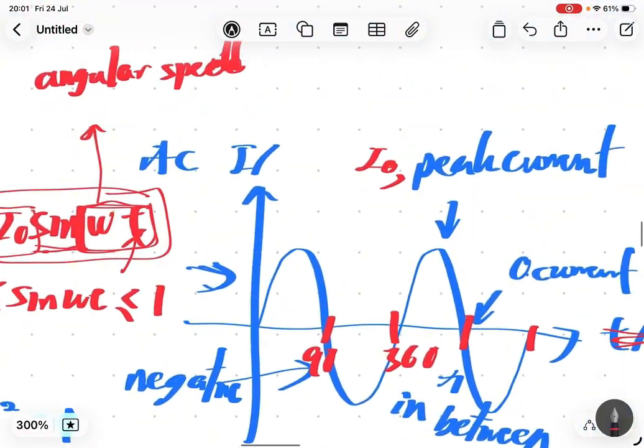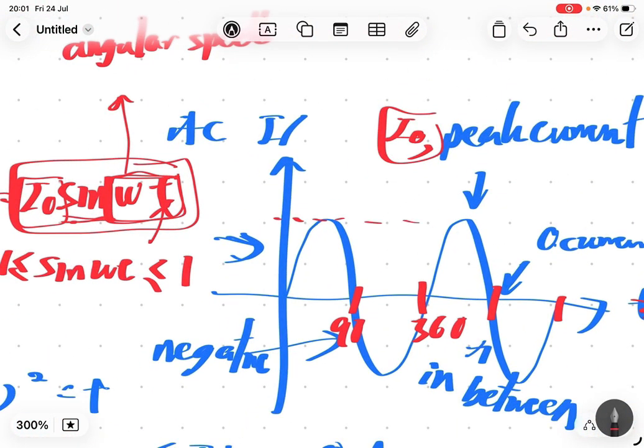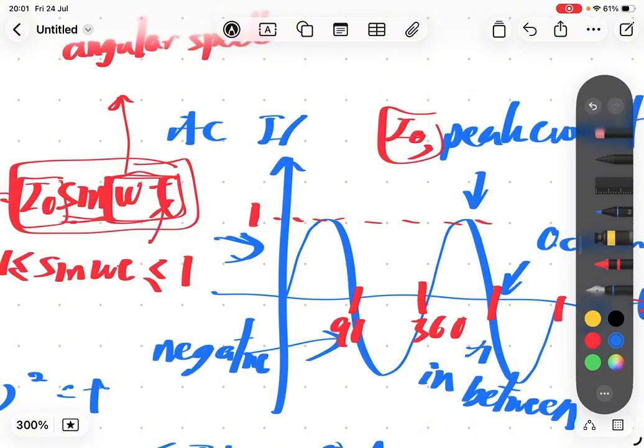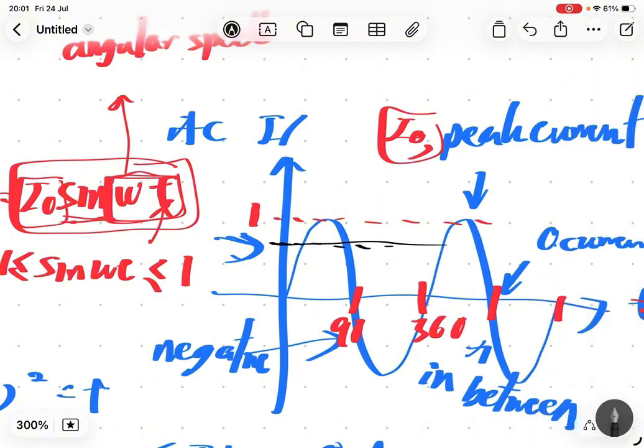So actually, let's say this is my peak, I0 is the value. Let's say this is 1. My average current would be somewhere around here, maybe a straight line here, and it's about 0.71.